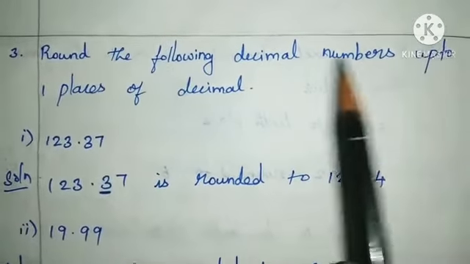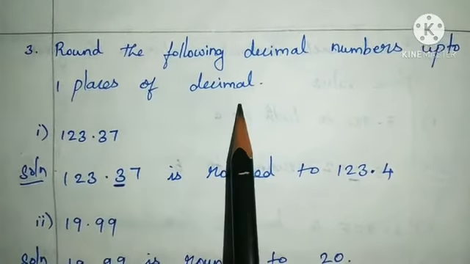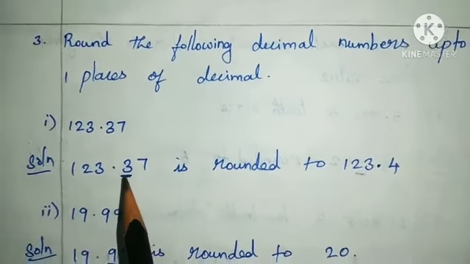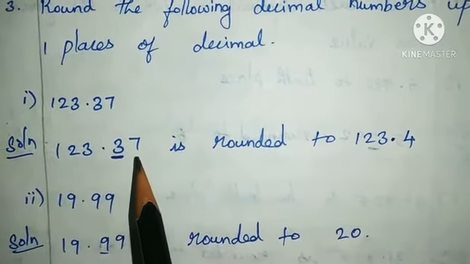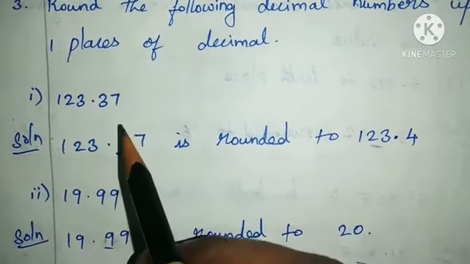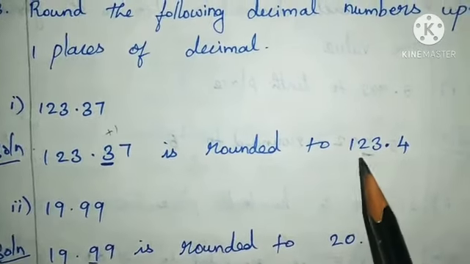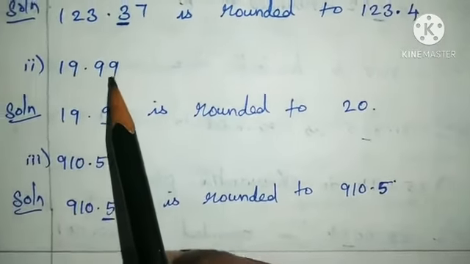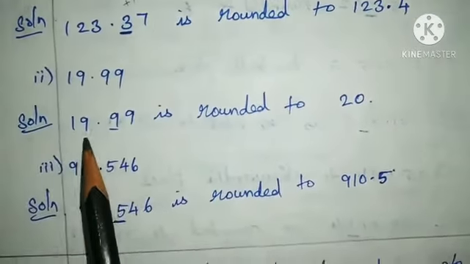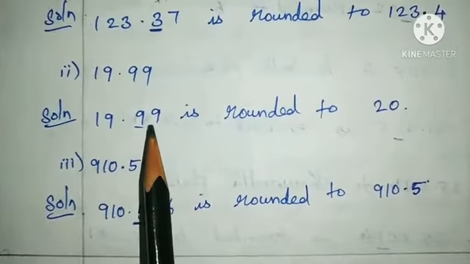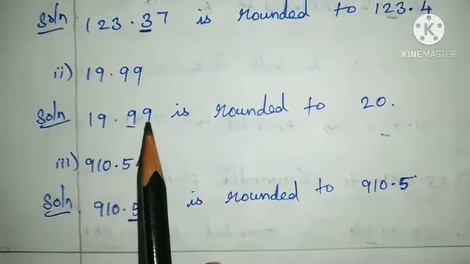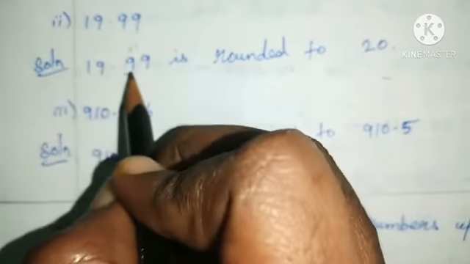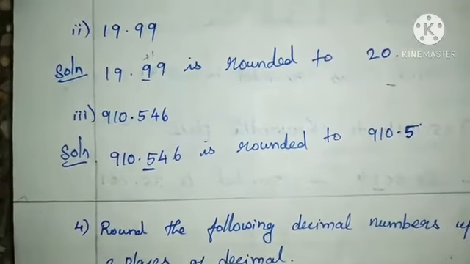Third sum: round the following decimal numbers up to 1 place of decimal. One place of decimal means you have to round it to tenth place. So we are going to underline the tenth place and see the hundredth place, which is greater than 5. So we are adding 1, and it is rounded to 123.4. Also 19.99 is rounded to 1 decimal place. Here the hundredth place is 9 and the tenth place is also 9, which is greater than 5. If you add 1 to this, we will get the answer as 20.